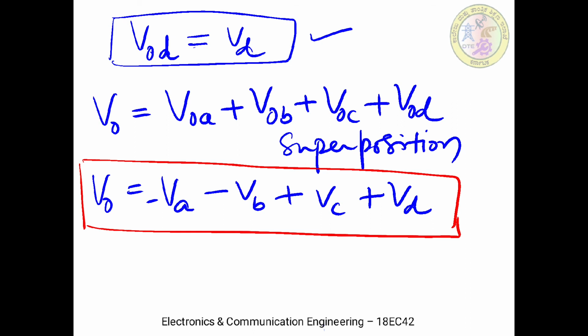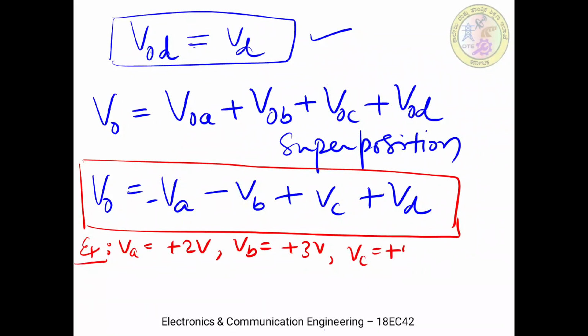In case of numerical examples, assume that different input voltages are given. Say, for example, VA is given as plus 2 volts, VB is given as plus 3 volts, VC is given as plus 4 volts, and VD is given as plus 5 volts. Of course, we know that the supply voltage will be plus or minus 15 volts. So determine the output voltage.